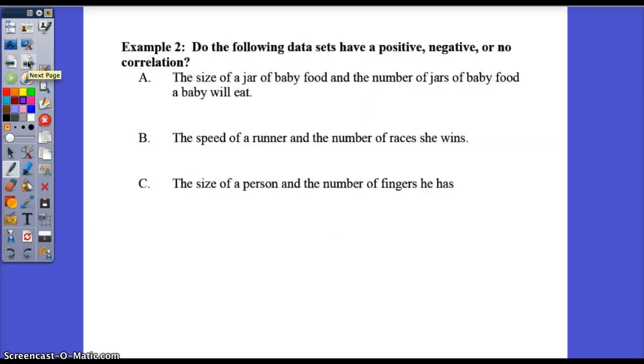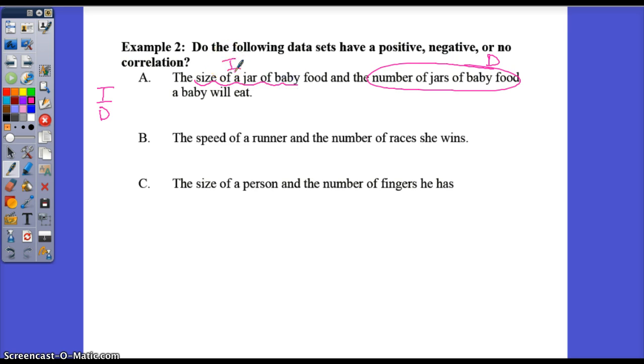Now we're going to do some sets of data to see what kind of correlations we have. Part A says the size of a baby jar and the number of jars of baby food a baby will eat. Well, first let's decide what's my independent variable and what's my dependent variable. Does the size of the baby jar depend on the number of jars, or do the number of jars that it eats depend on the size of the jar? Well, I think that the number of the jars that the baby eats depends on the size.